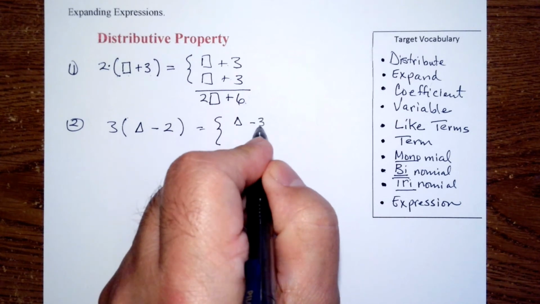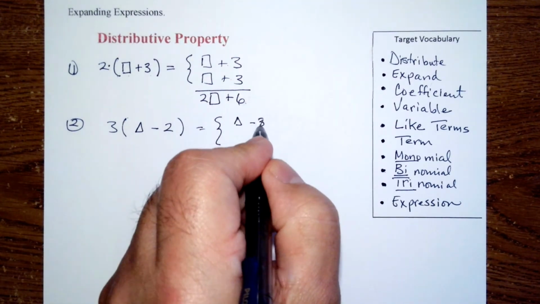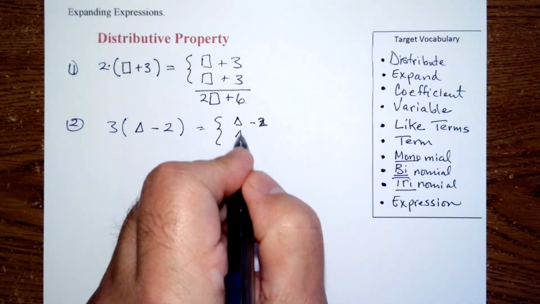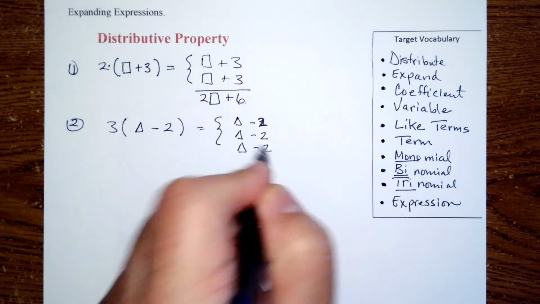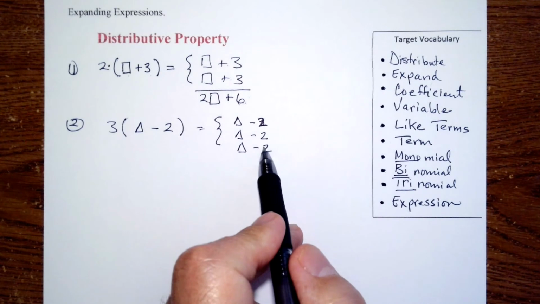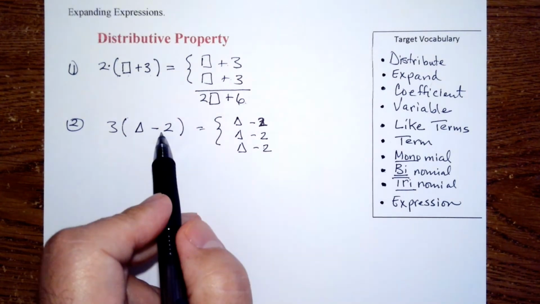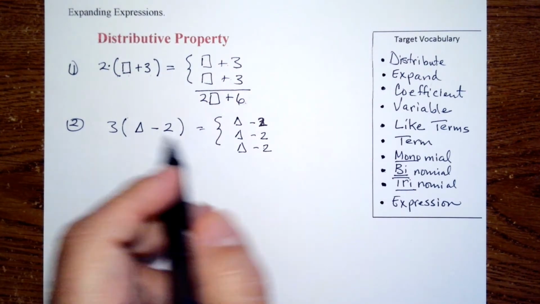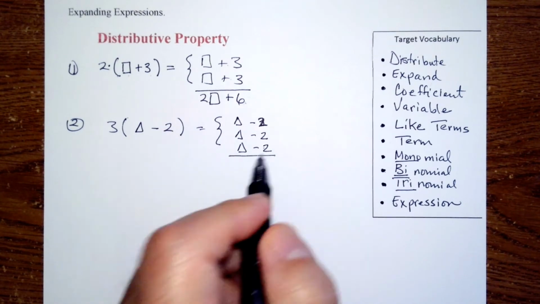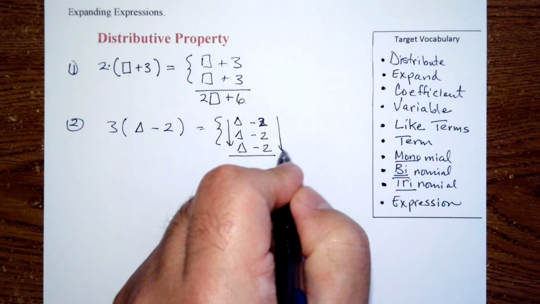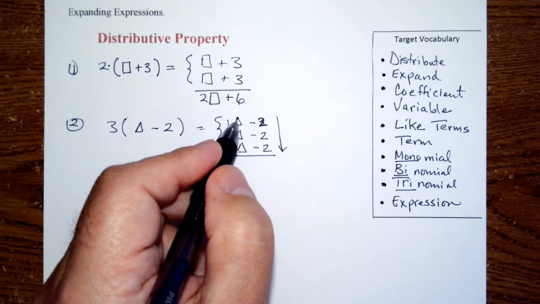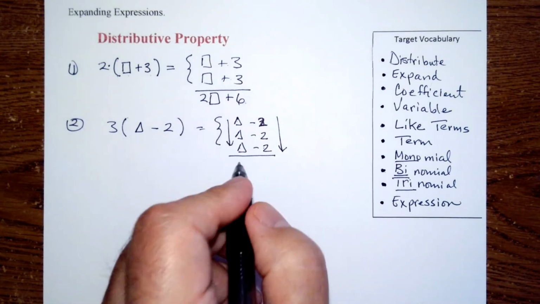Triangle minus 3. I'm sorry, forgive me. Triangle minus 2. Triangle minus 2. Triangle minus 2. The minus 2, I wrote it down. How many times? 3. So let's combine them. If I combine, I'm going to group them straight down. How many triangles? 1, 2, 3. 3 triangles.